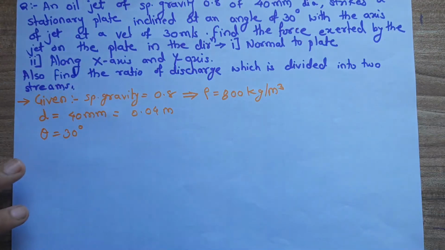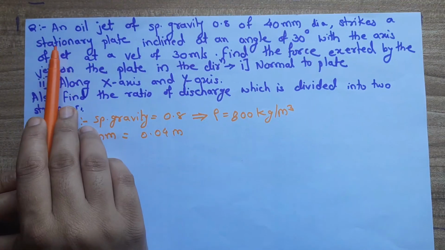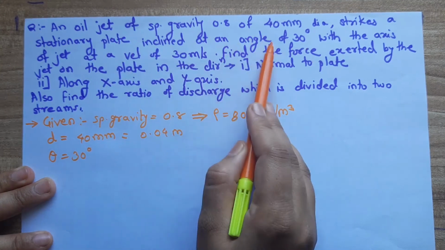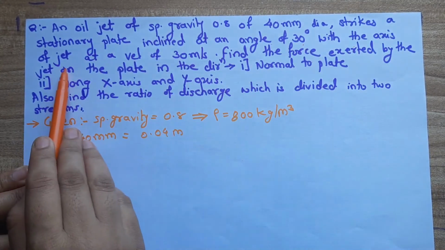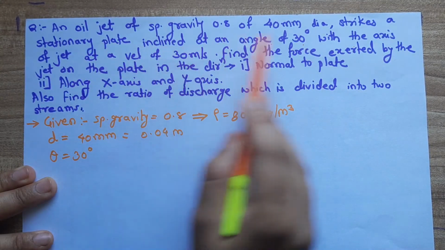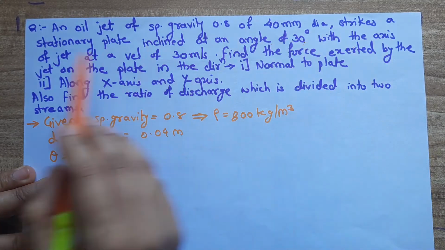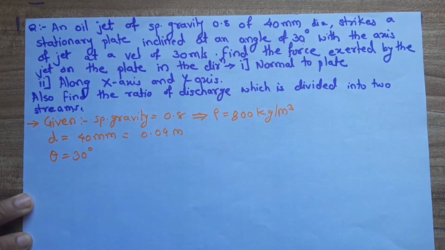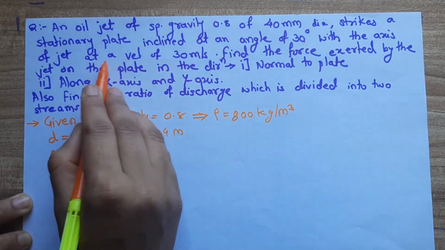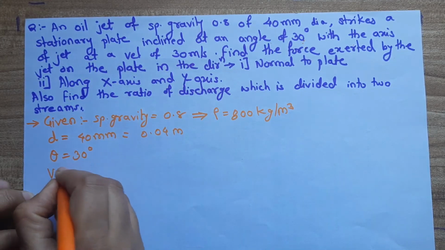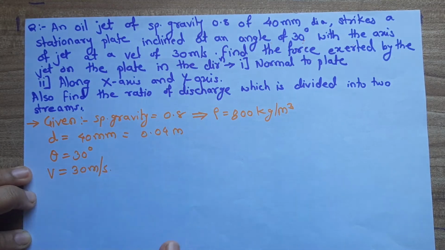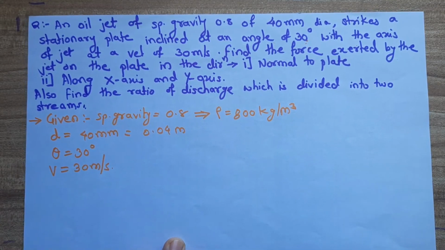Okay, so here we can see that in a question it is given that the stationary plate is inclined at an angle of 30 degree with the axis of the jet. So it is directly given that the plate is inclined at an angle of 30 degree with the axis of the jet, that means directly theta is given over here. Next, it is given that the jet is having a velocity of 30 meter per second. Now this is the given data.